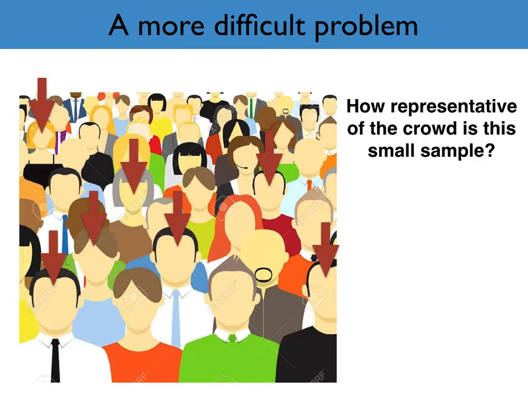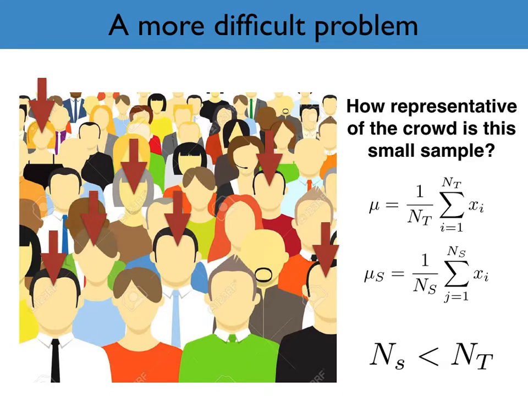Let's make this notion more precise. In the first equation shown here, the sum runs over all the people in the crowd, n of t, and Si is the income of the ith person in the crowd. The quantity mu, calculated by this equation, is thus the mean income for the people in the crowd.